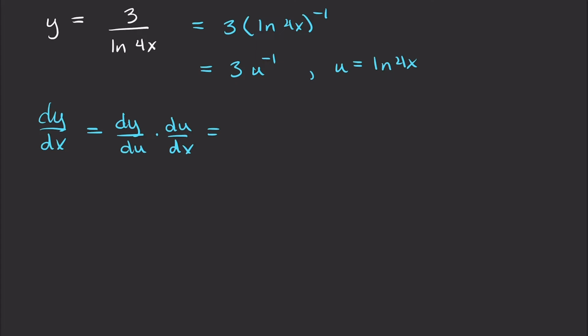So for dy du, I will keep my 3 out front, bring down my minus 1, and then lower my exponent to a minus 2. And then I need to take the derivative of u with respect to x, but we just found that that's going to be 1 over x. And so now if I plug back in for u, I will get minus 3 over x times u squared on the bottom, since it's negative, and that is ln of 4x all squared.